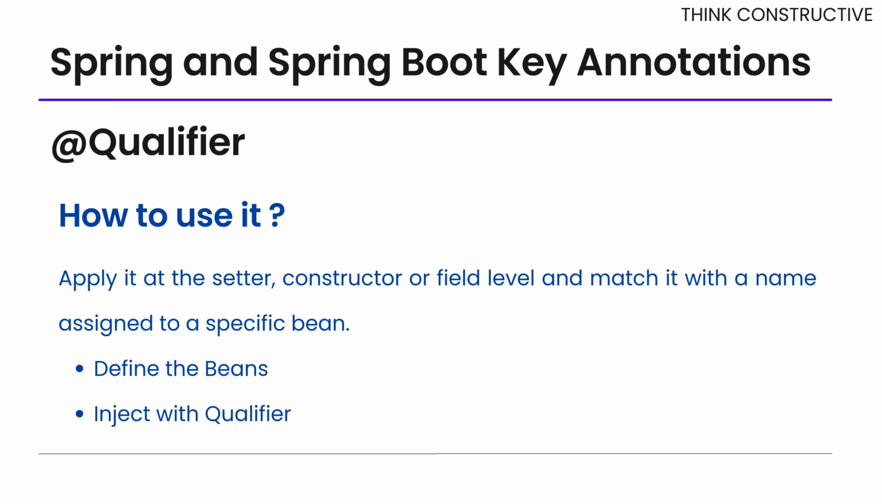The qualifier annotation of the Spring Framework can be applied at the setter method, the constructor level, or the field level. And what will be the name? Match it with the name of the assigned specific bean. Right? So what you need to do is define the beans and then inject the qualifier along with the autowired annotation.